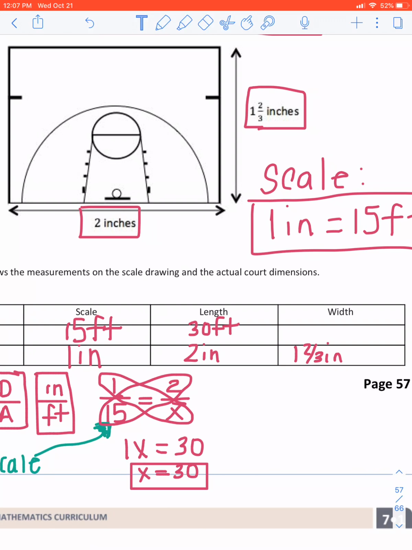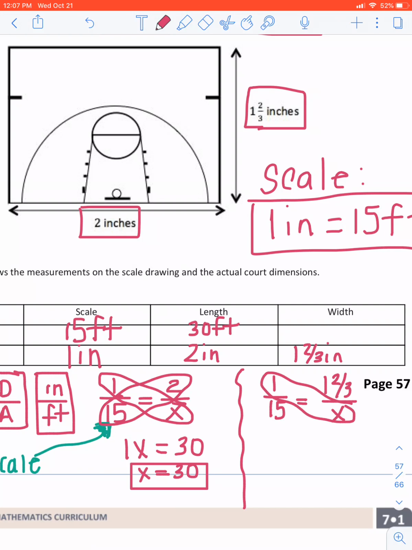Okay, now we're going to do the same exact thing, but we're going to find the width. So we're still going to use inches over feet. I'm not going to write that again. Our scale still goes first, which is still 1 over 15. This time the number of inches is 1 2/3. That goes on top of our fraction, and we are trying to find the feet, which would be x. So we're going to cross multiply to solve. 1 times x, remember that's the same thing as just x.